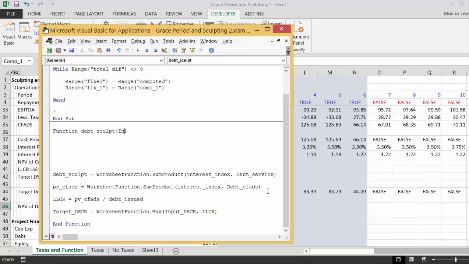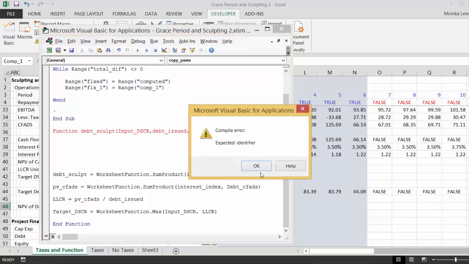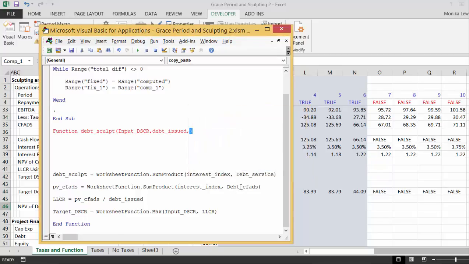We can put input DSCR, and then we can put debt issued. And then we can put PV of CFADS. That's what will be calculated. Why does it say debts? Debt CFADS. It just meant CFADS. And then to get the CFADS, let's put the interest rate which we have, that's what will be the basis of the interest rate index.